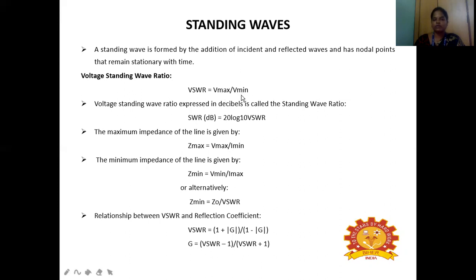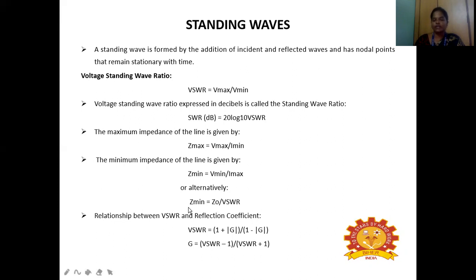So we can also express this standing wave ratio in decibels. SWR in dB is equal to 20 log 10 of VSWR. So the maximum impedance of the line is Z max equal to V max divided by I min, and minimum impedance will be Z min equal to V min divided by I max. So we can write this Z min in terms of Z0 and VSWR as Z0 divided by VSWR.